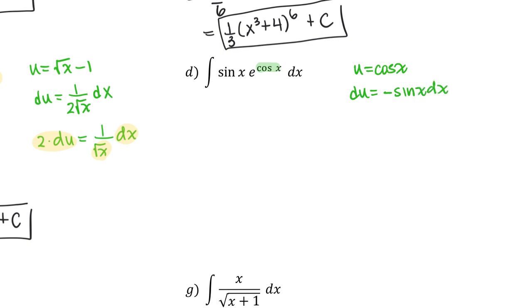Okay, now let me look back at my original equation. I'm going to make this e to the u. Once I do that, I'm going to be left with sine x dx, which is really close because I have sine x dx, but I don't have the negative sign. So let me give the negative to the du. Now I have sine x dx, and I can replace that with negative du. So over here, I'm going to put a negative and a du: negative e to the u du.